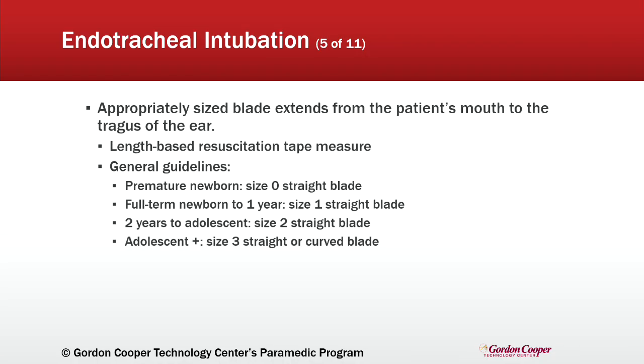The correct blade size should extend from the patient's mouth to the tragus of the ear. It's very similar to the way that we measure for an oral airway. A length-based resuscitation tape can also help you determine the right size of equipment that you need. For a premature newborn, use a size 0 straight blade. For a full term and up to 1-year-old, use that size 1 straight blade. And for 2-year-olds to adolescents, we can usually use a number 2 blade, because that's going to give us enough of a range. For adolescents and older, we're going to use a 3, straight or curved, either one.